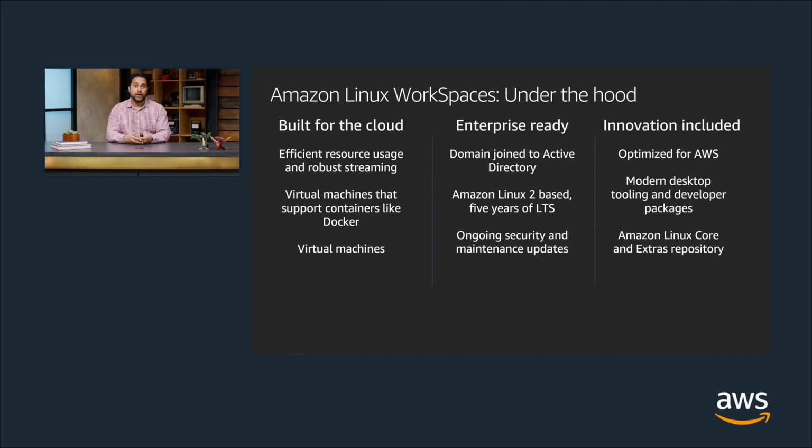And finally, all of the innovation that is delivered to Amazon Linux naturally flows into Amazon Linux Workspaces as well. These are some of the things that, we have modern desktop packages. We have Amazon Linux 2 core repository as well as extras repository. So in core, you will see a lot of core packages such as Python and so on. And then in extras, you will see desktop packages, sort of the bleeding edge of the packages.